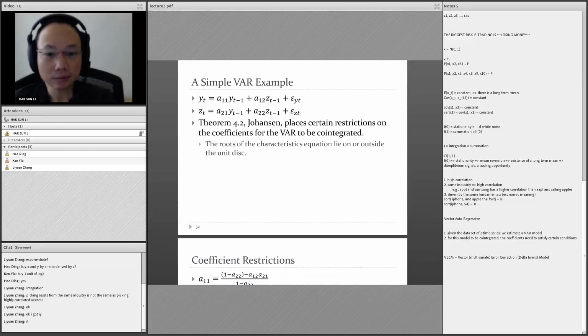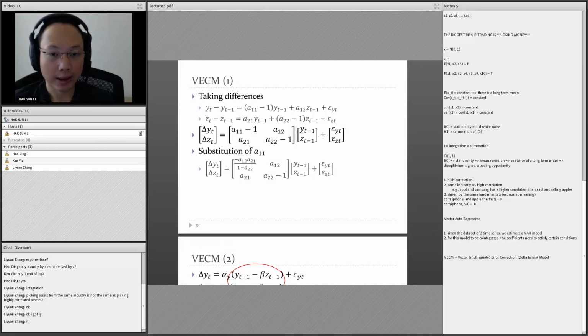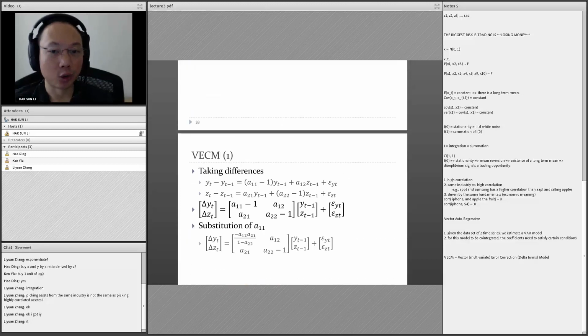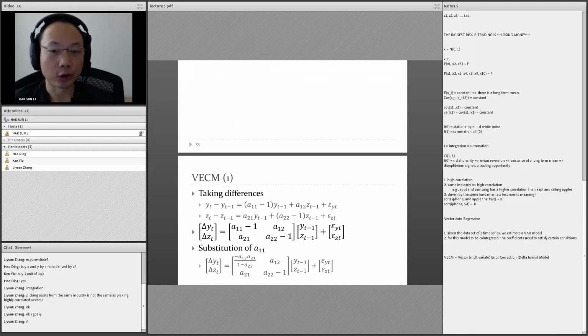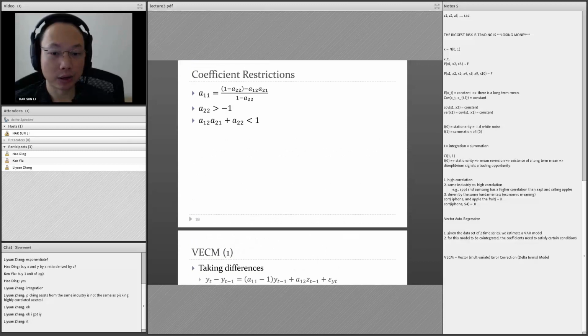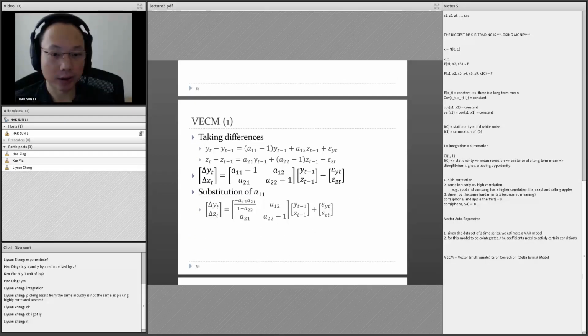Now, with this VECM form, we can do some magic. First of all, we look at this. A11 is restricted to take this form, right? So we plug A11 in here. So A11 minus 1, you can do the algebra. Basically A11 minus 1 would equal this form here, and everything else remains the same. We just replace A11 by its restriction here, and we got this.